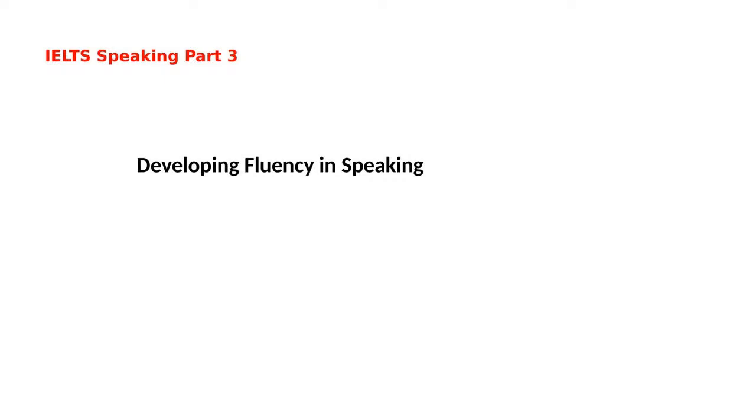Now, developing fluency in speaking. Fluency is the ability to speak smoothly and at a natural pace. Here are some tips to improve your fluency. 1. Practice regularly. Speak English daily, whether it's with a friend, in a study group, or even to yourself. The more you practice, the more natural it will become. 2. Think in English. Try to think in English instead of translating from your native language. This helps in forming sentences more quickly.